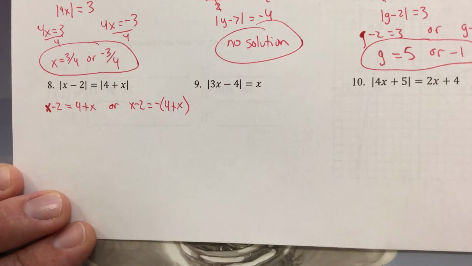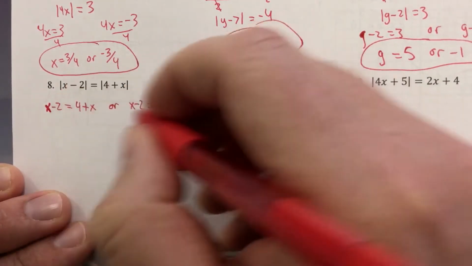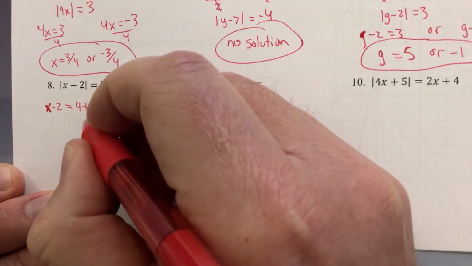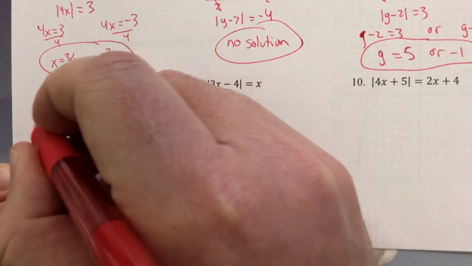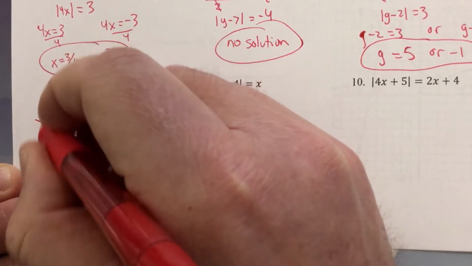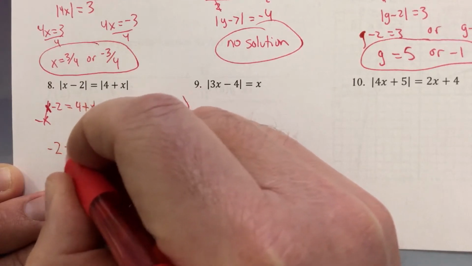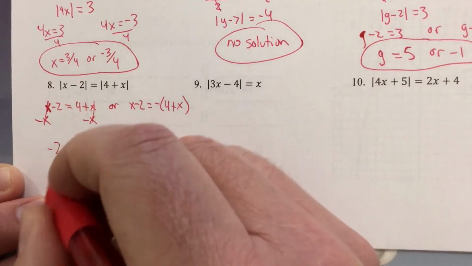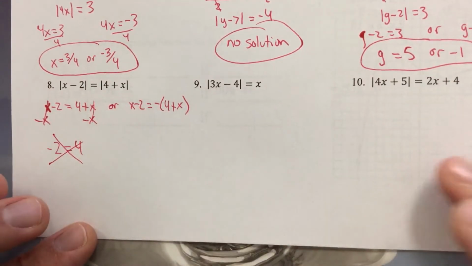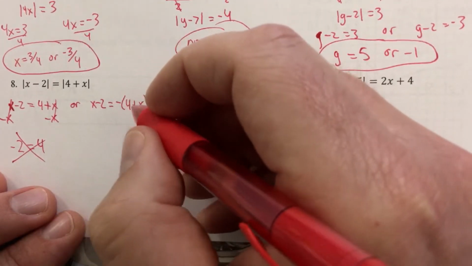Okay, so we're going to have some distributing going on here on the second one. What I'm going to do is subtract x from both sides here. And what you'll notice happens is both x's cancel. We get negative 2 equals 4, which is false. So that's an extraneous solution. So nothing's going to happen there.